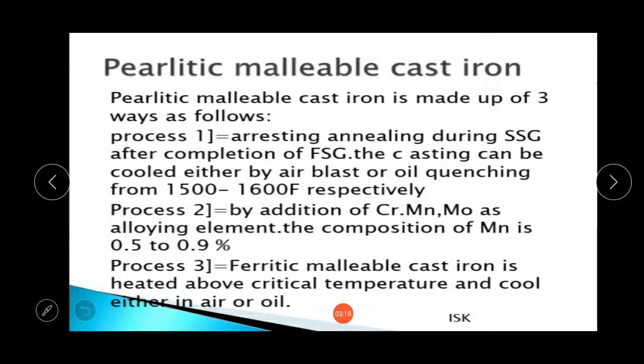We learn about pearlitic malleable cast iron. There are three processes involved in the formation of pearlitic malleable cast iron. First process is arresting the annealing during the SSG after the completion of FSG, and the casting can be cooled either by air or oil quenching from 1500 to 1600 respectively.